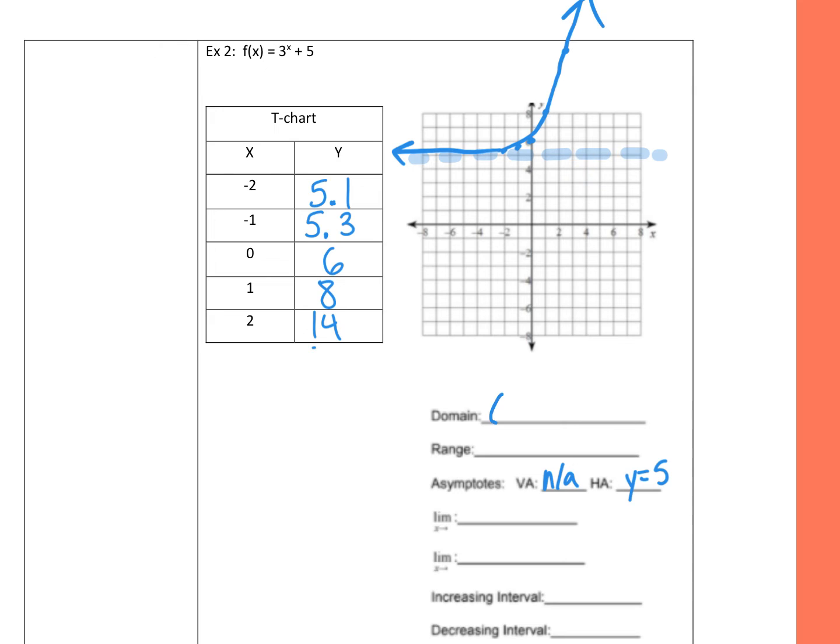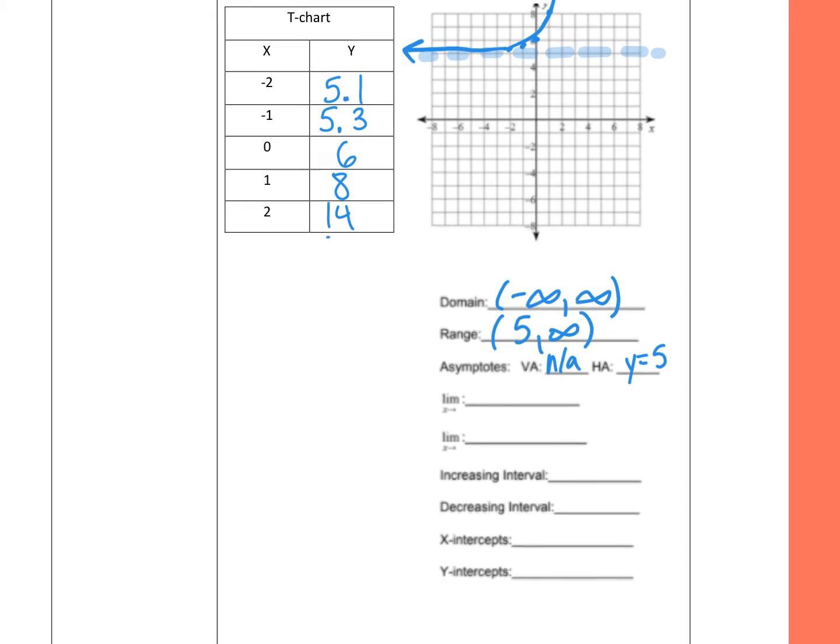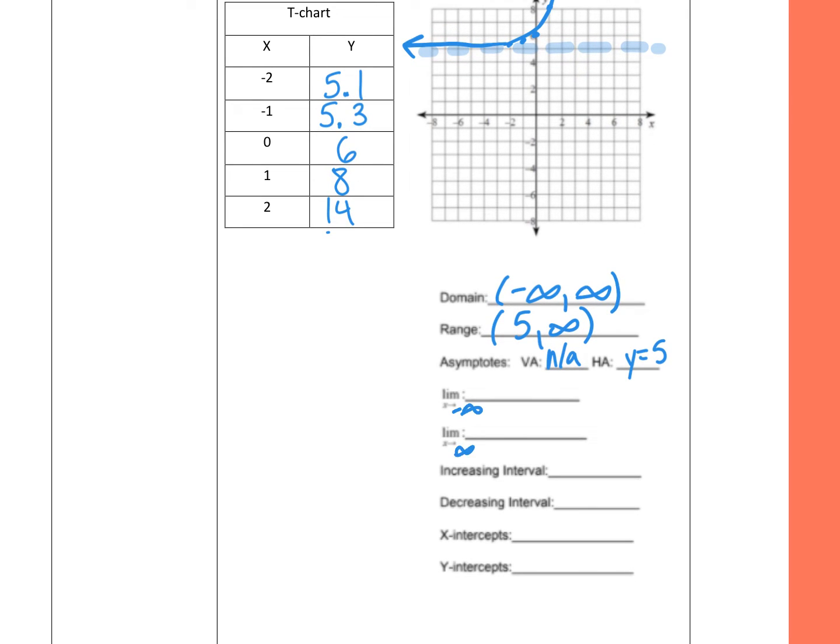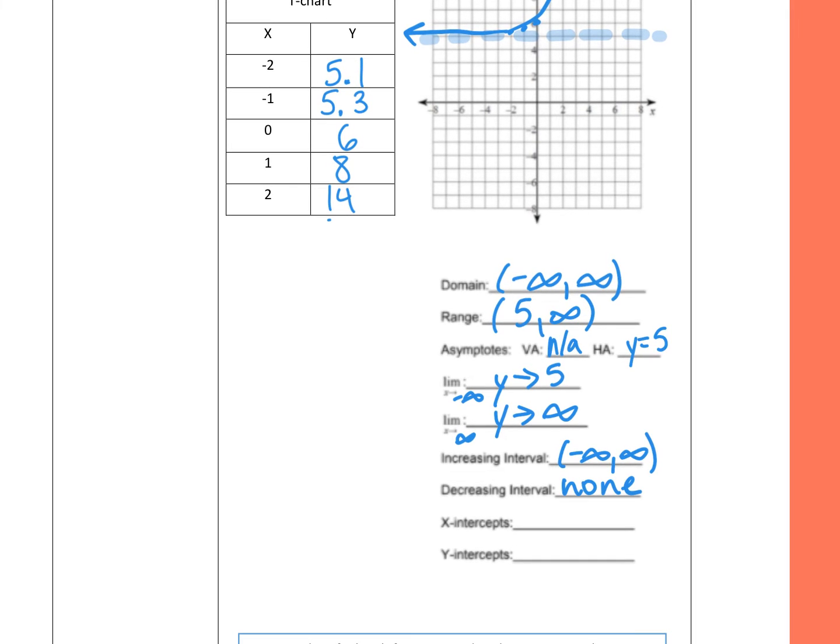Domain is going to be what? Range? Perfect. Limits. Yep, so as x goes to the left, y is stopping at 5, and as x goes to the right, y is going to infinity. Increasing or decreasing? Increasing. X-intercept? None. Y-intercept? 0, 6. Cool.